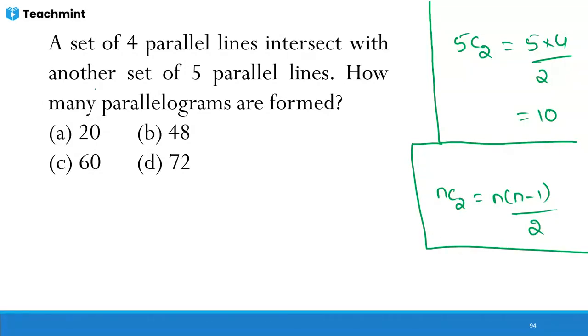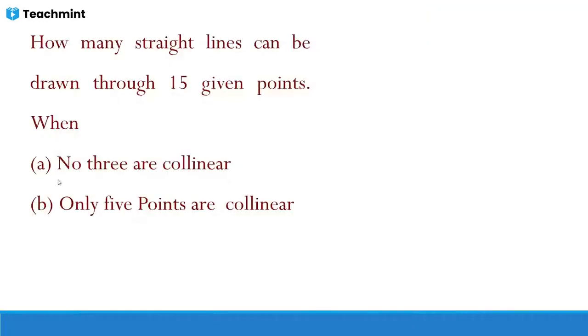Fine. So for this question, what is the answer? 60. Good. Among 4 parallels, we need to select 2, and among 5 parallels, we need to select 2. 6 into 10, we got 60. Superb, my dear. Let's move to the next question. Parallelogram and rectangle are completed. Let's see the other one: straight lines.